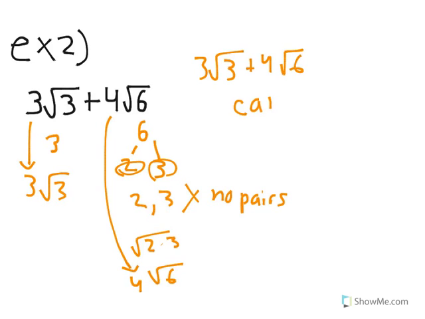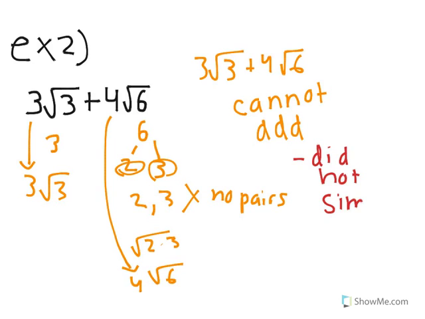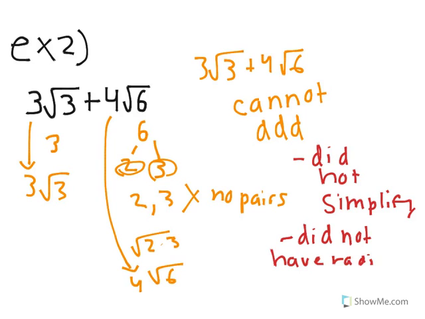We cannot add them, because even when we tried to simplify them, we realized they did not simplify, and they did not have the same radicand. So this is an example of even when we try to simplify, it's not going to work out.